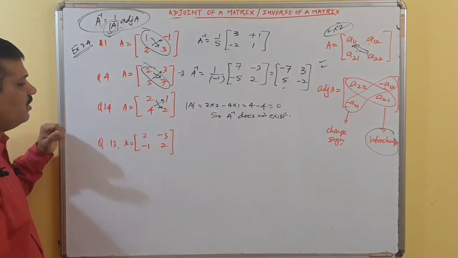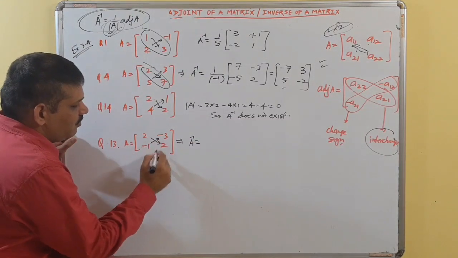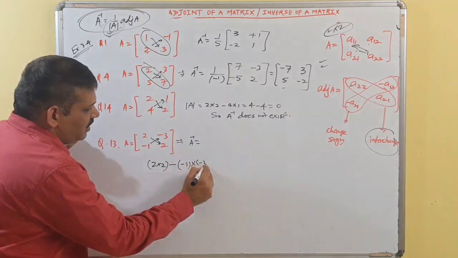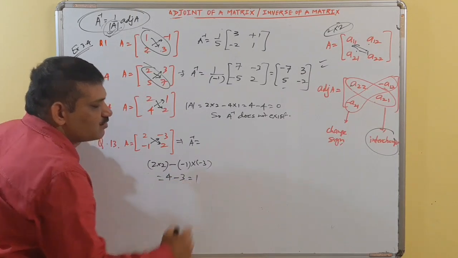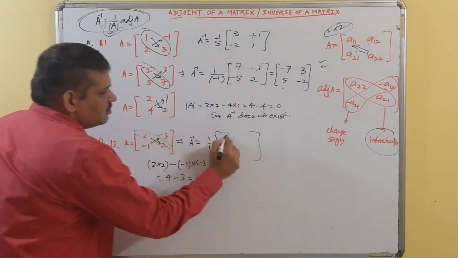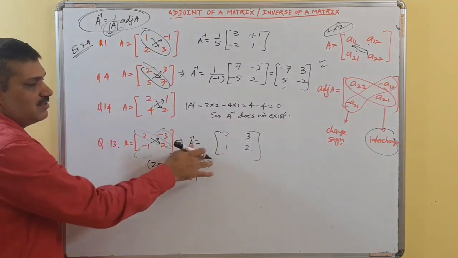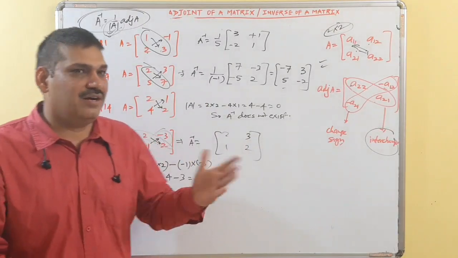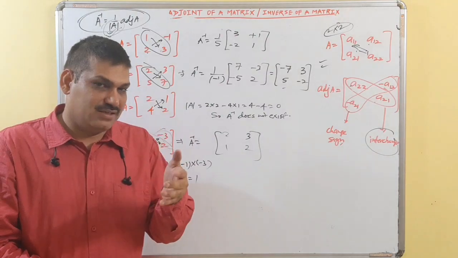Well, here in this one, for A inverse, you can see 2 into 2 minus 1 into minus 3, that is 4 minus 3, and 4 minus 3 is 1. So 1 upon 1 times the matrix where we just interchange these, so 2 and 2, and we change the sign of 1 and 3, and divide by 1, but there is nothing to do. This is the inverse of this matrix. That's how quickly we can find the inverse of a 2 by 2 matrix.